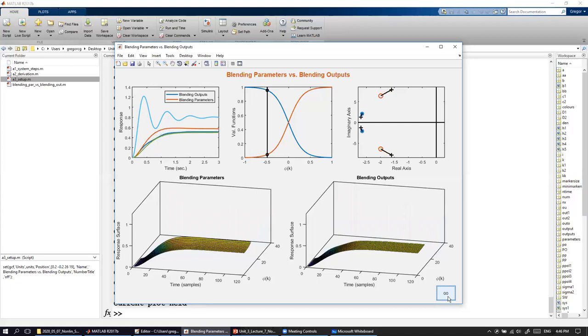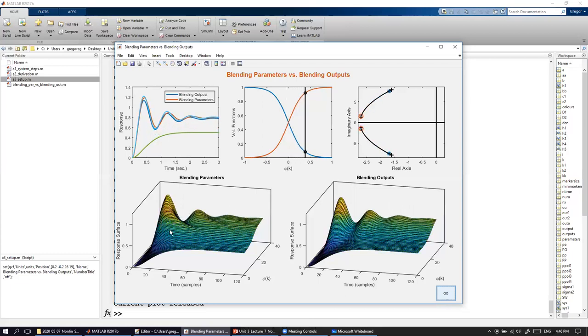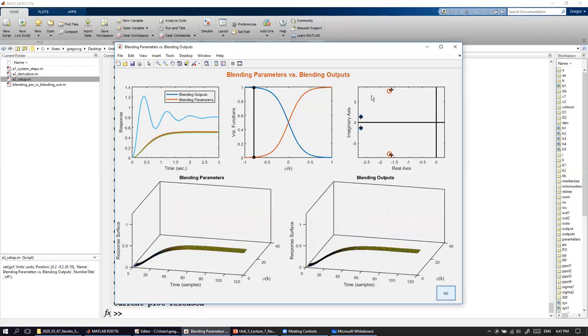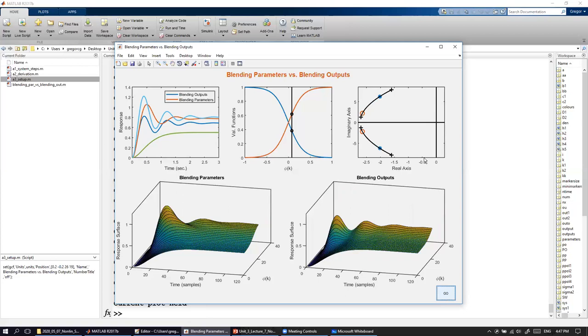So what we see is that when we blend the parameters, we always get some sort of second order response, where we can always find the gain, natural frequency, and the damping, right? So whatever slice you take, you would find a response which you can characterize. Whereas when you blend the outputs, it is some kind of morphing, right? It is not all the time a second order response, but it actually changes in some way between the underdamped and the overdamped response. I'll run it again. And in this graph here, we actually see the movements of the poles and zeros for both models, right?